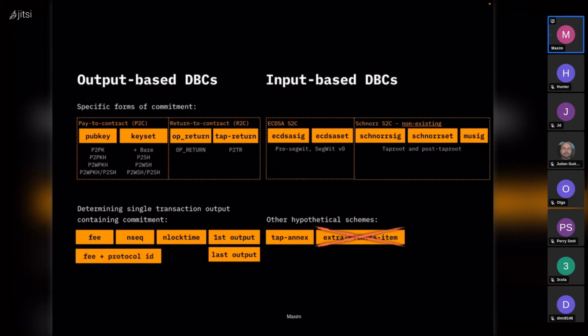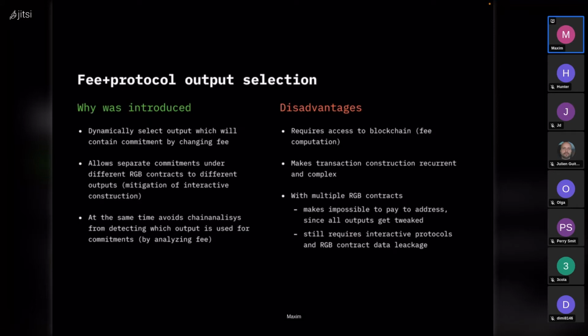And now I will start analyzing what can be used out of them and what can't be used. With the fee plus protocol output selection, I will start with selecting which output contains the commitment. I already described this slide before: we introduced this to dynamically select the output and improve resistance to chain analysis in 2019, but it really worked badly in practice. First of all, it requires access to the blockchain, because to do the fee computation, we need to extract not just a single transaction, but also all the transactions whose outputs we are spending.